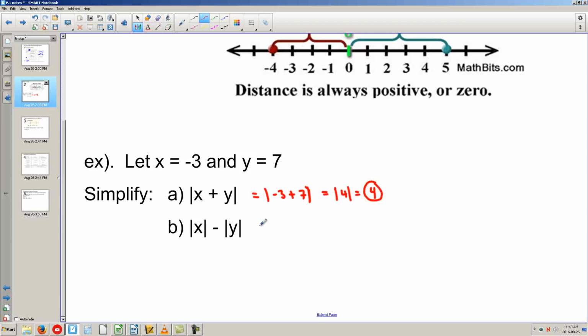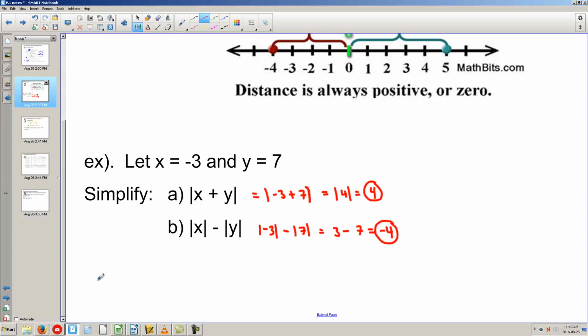Over here we have the absolute value of x, which is -3, minus the absolute value of y, which is 7. The absolute value of -3 is 3, and we're subtracting the absolute value of 7, which is 7. 3 minus 7 is -4. And there's our answer there.